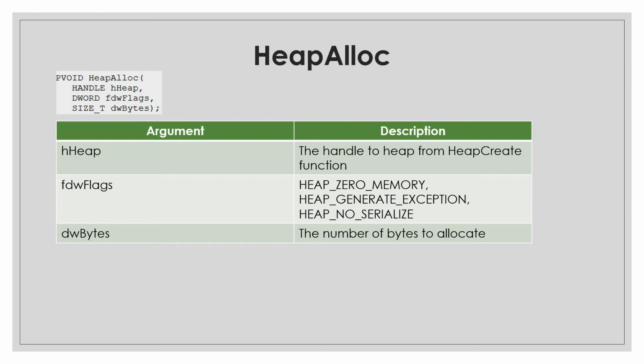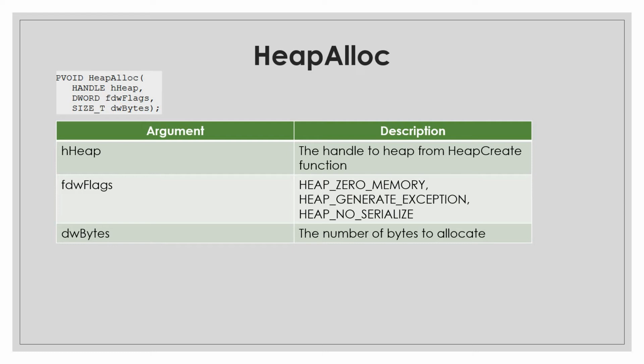Then the next option that you can use as a flag is HEAP_GENERATE_EXCEPTIONS. With HEAP_GENERATE_EXCEPTIONS, you are indicating that if the memory block is not allocated, it will generate an exception.